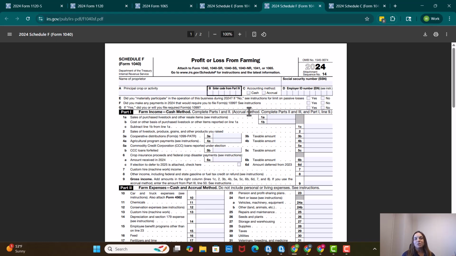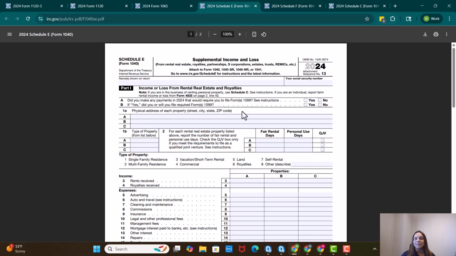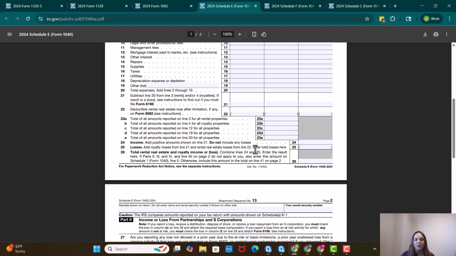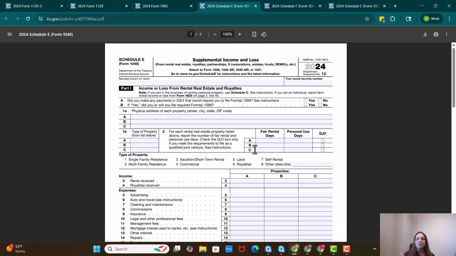Now, there are some sole proprietorships that may live on the first page of Schedule E. And this right here is going to be income or loss from like rental real estate and royalties. So rentals generally sit on Schedule E, not always, but generally they'll sit on page 1 of Schedule E right here. So if you have like a single family home that is a long-term rental that you're renting out, it's probably going to go here on Schedule E on page 1. Okay. So that's the first type.